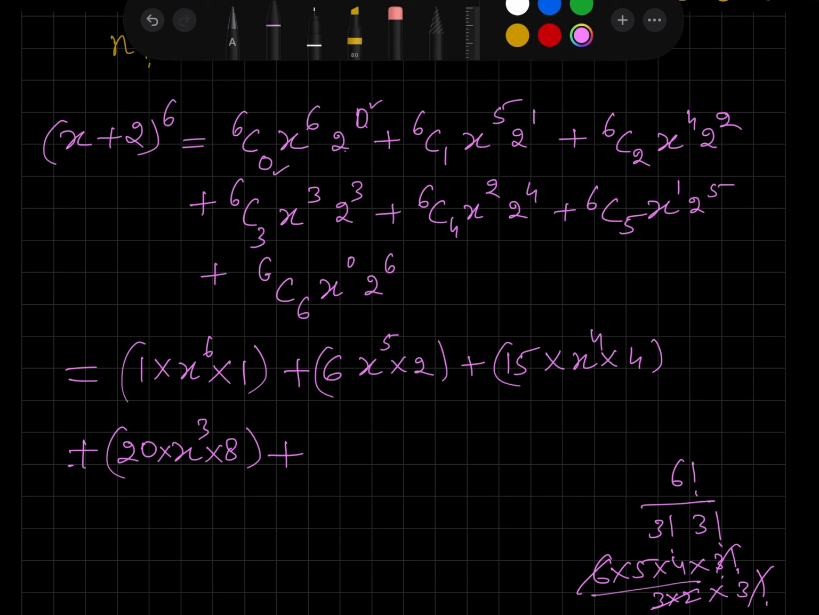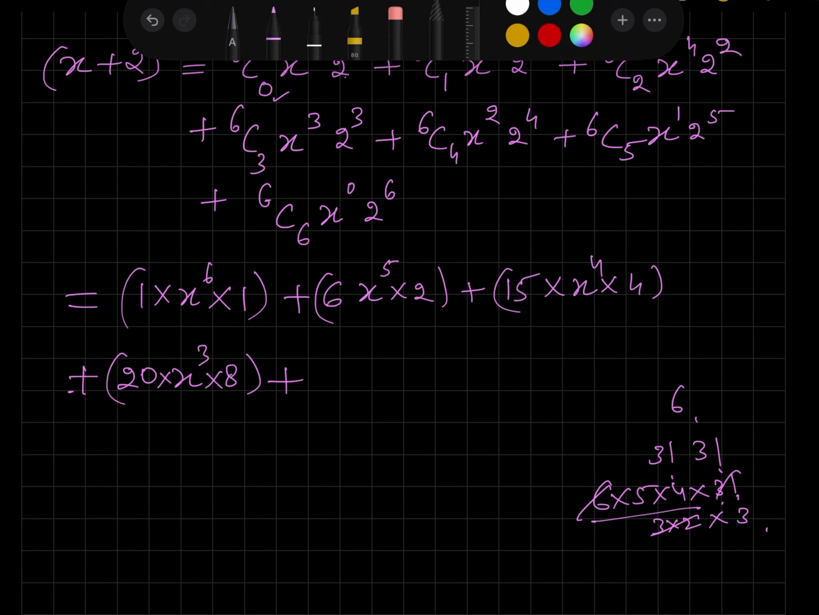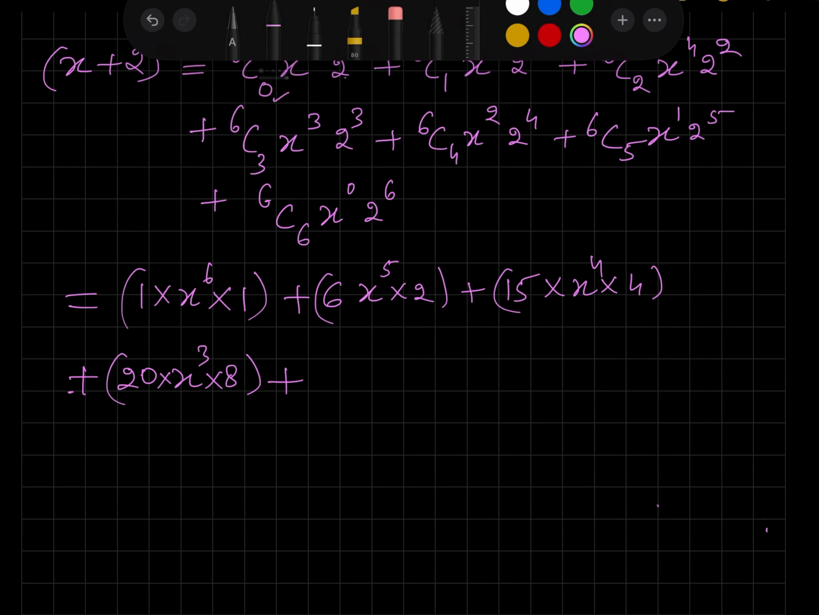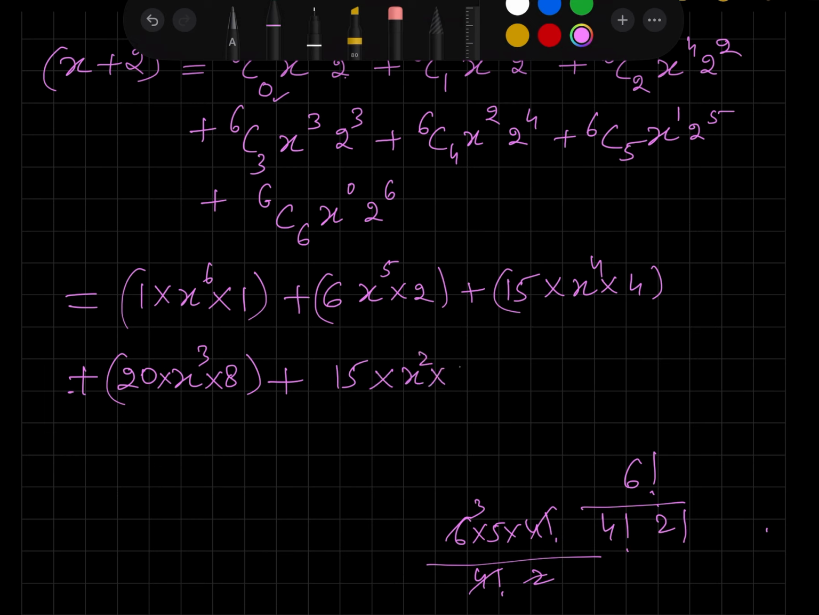Then 6c4 we need to calculate. Let us remove it from here. So 6c4 we need to calculate now. I can say that would be 6 factorial over 4 factorial and 2 factorial. So that is 6 into 5 into 4 factorial over 4 factorial, and this 2 gone. So again we will get 15 here. 6c4 is 15 times x square times 2 raised to 4, which is nothing but 16, plus.